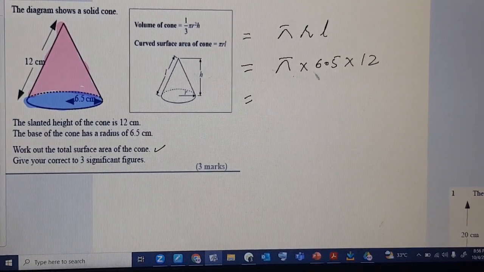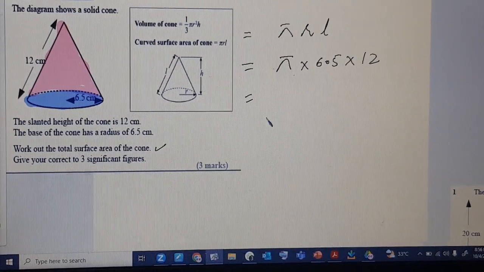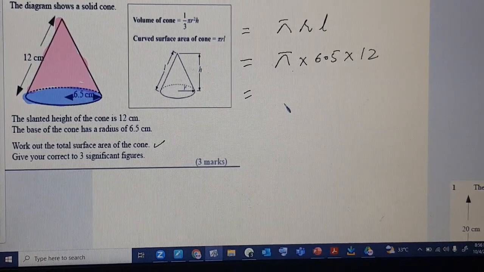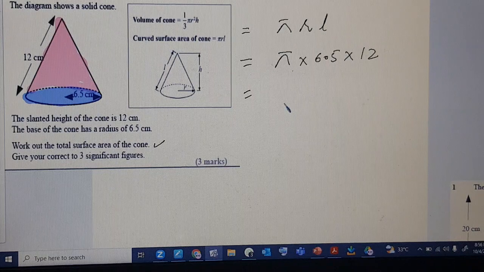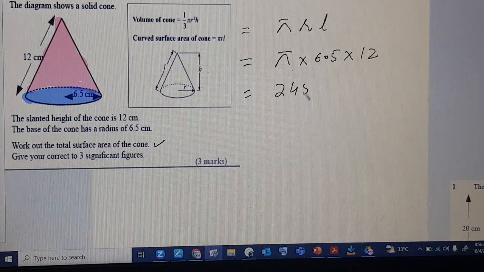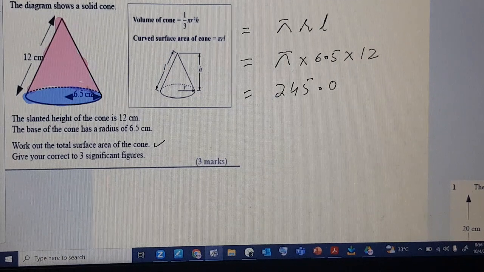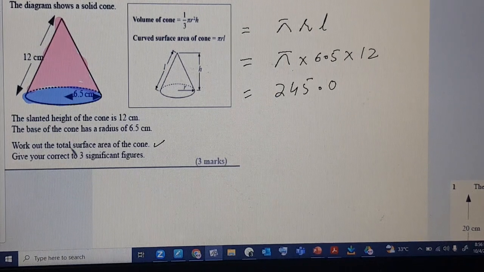Now I will multiply 12 pi and 6.5. So in my calculator, 12 times pi times 6.5, and I got 78 pi, which means 245.04. So eventually 245 is going to be my curved surface area for the cone part, but they said total surface area, not just curved surface area. So I have to add one more thing.